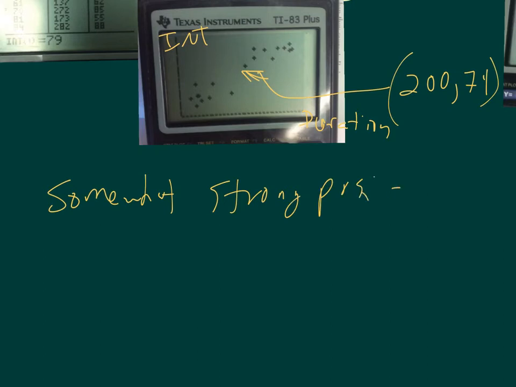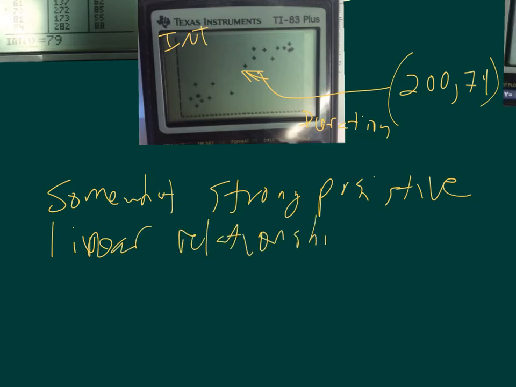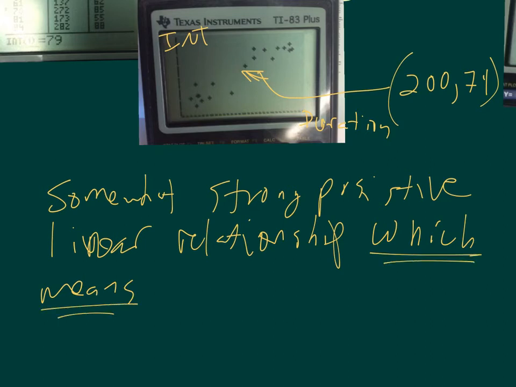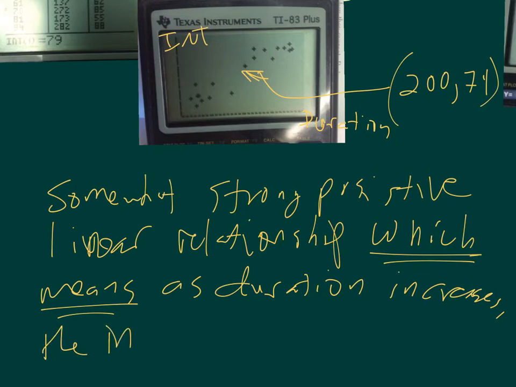Positive. Linear relationship. Now here's the key, which means, this is a phrase you need to be using all of the time. All right, so I've got to say what that means, and this is where I pull in the context. Which means as duration increases, so the duration of the eruption, as duration increases, the interval between eruptions also increases.